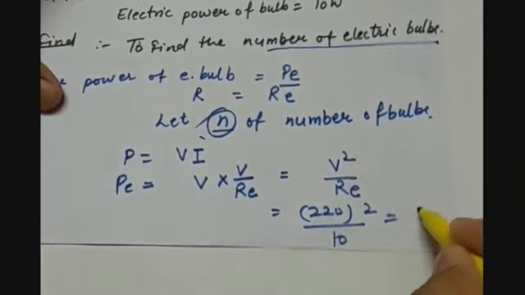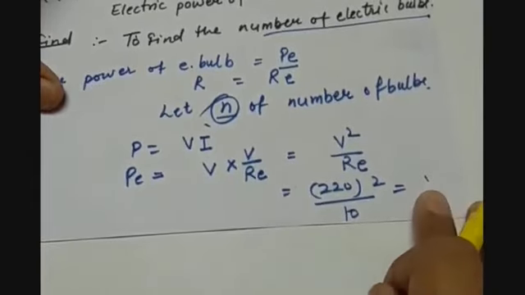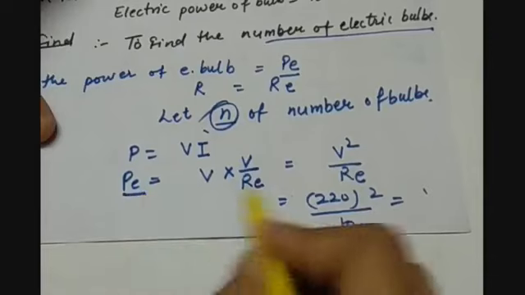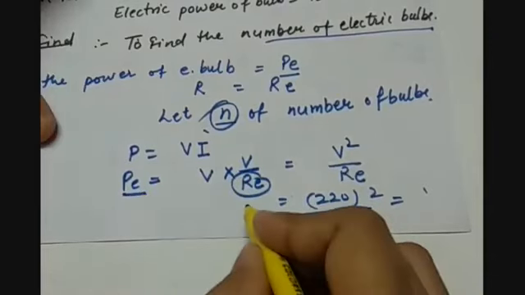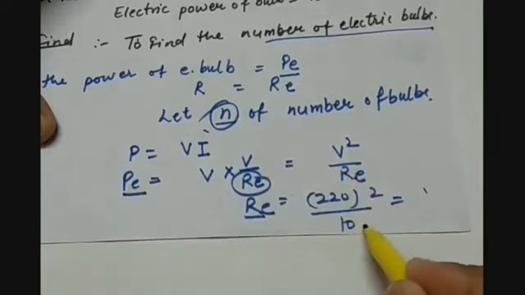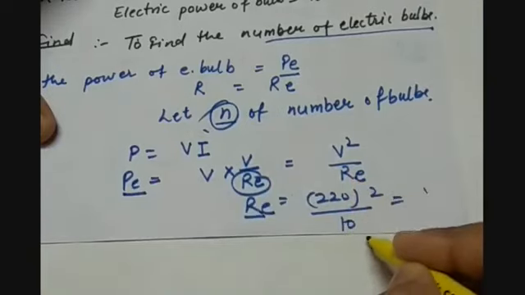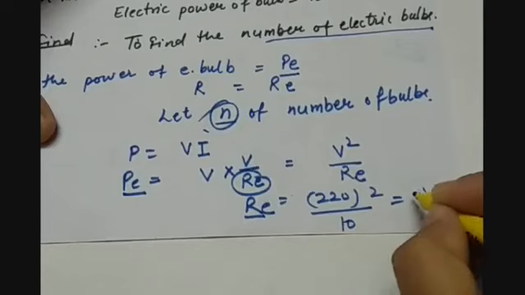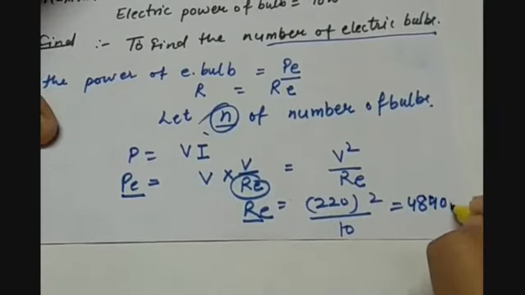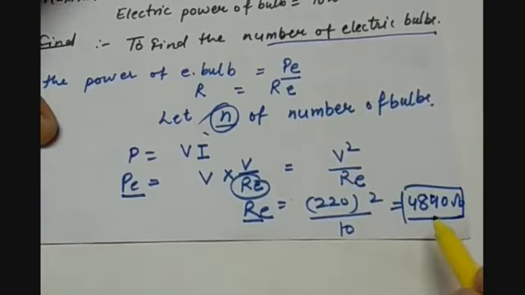Power is given as 10, so we have to calculate the RE. So RE will be written here and PE will be here. So we have 220 square upon 10. So this value comes out to be 4840 ohms. So this is the total resistance that we can have, equal resistance of the circuit.